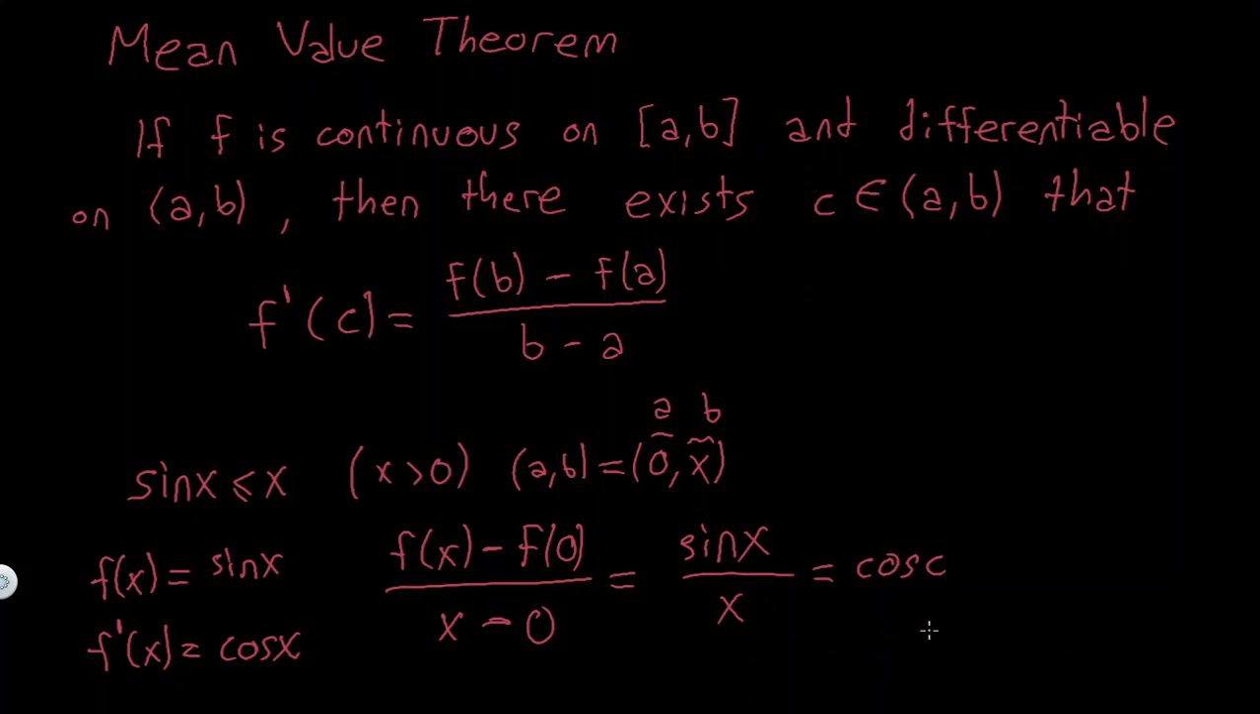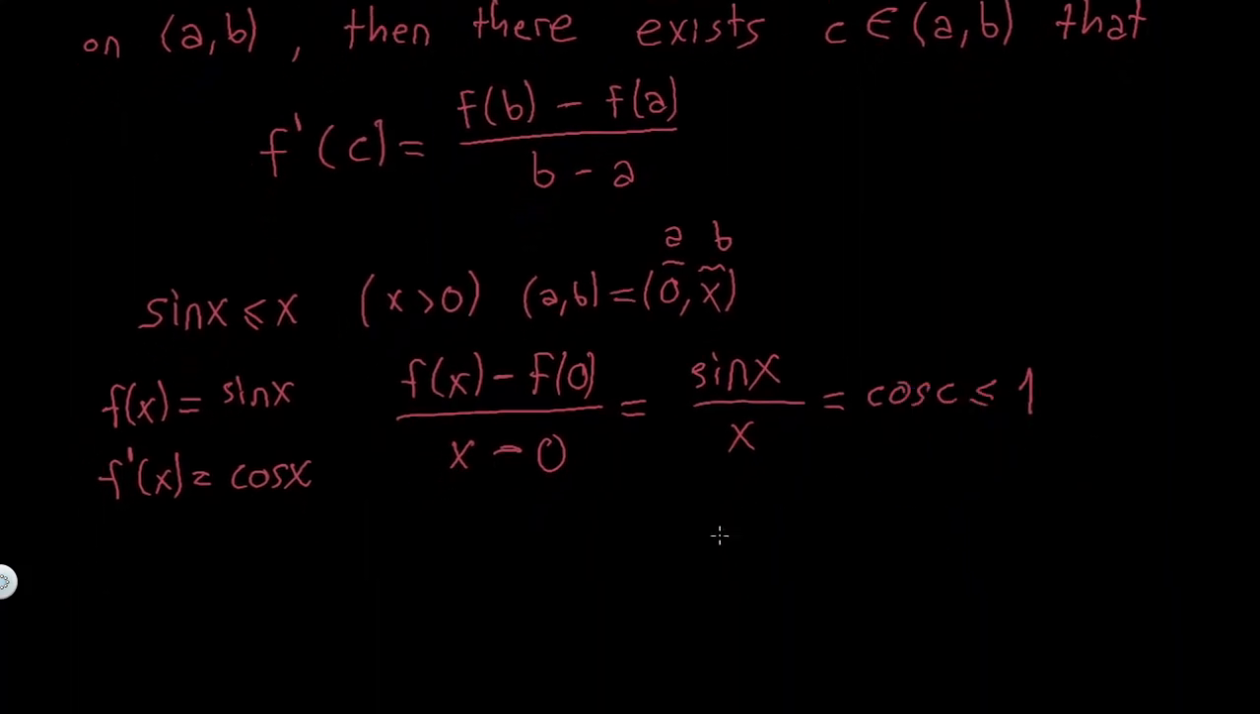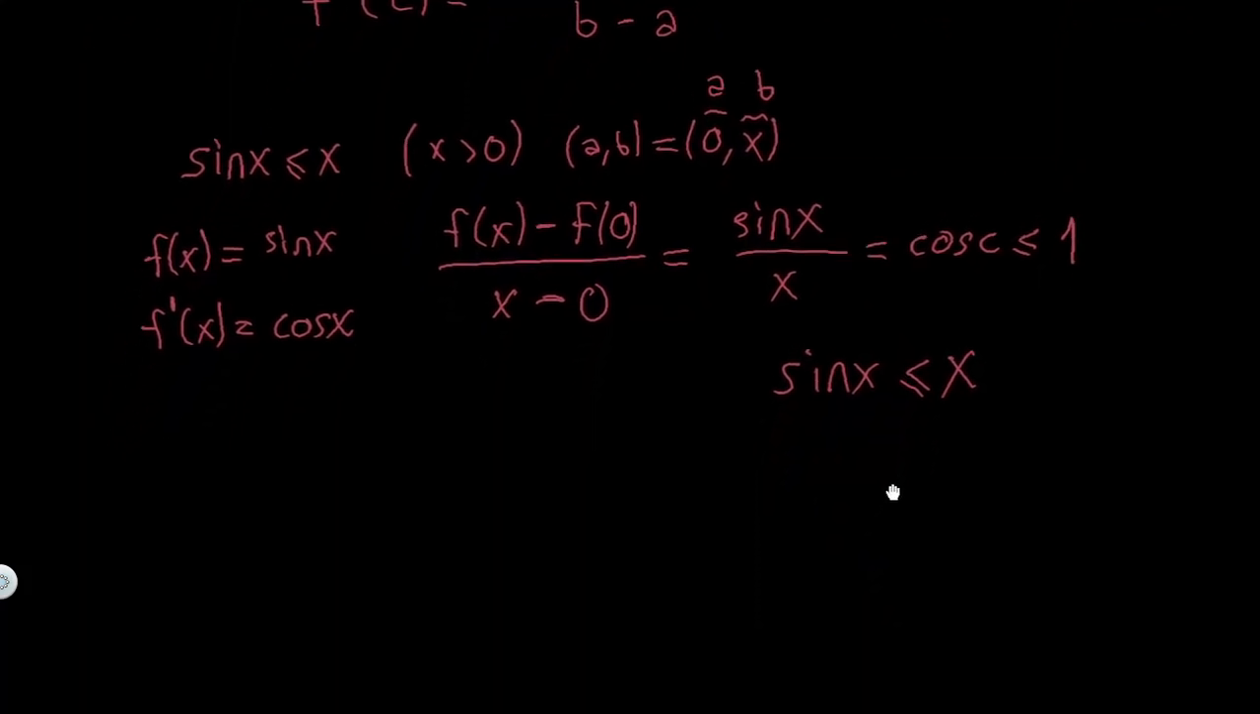And now here is where the inequality comes from. I know that cosine c is less than or equal to 1 for any c. So now I can just finish by multiplying both sides by x, and the inequality is not going to change because x is positive, it's greater than 0. So sine x is less than or equal to x. So this was the first example.